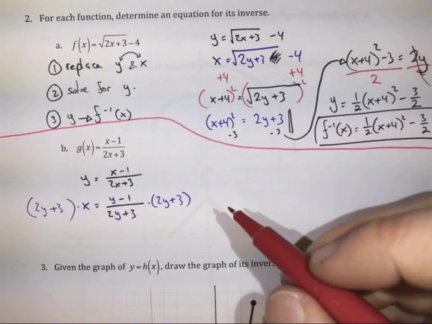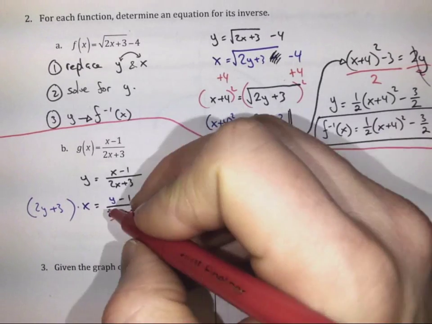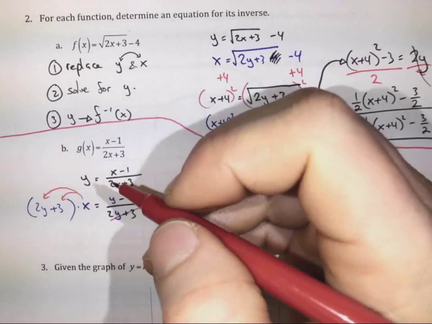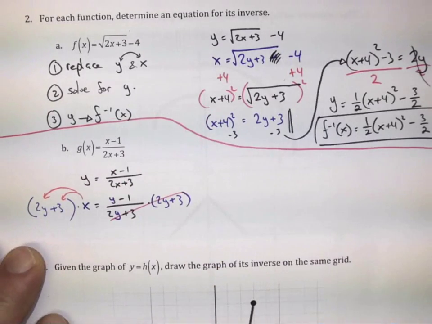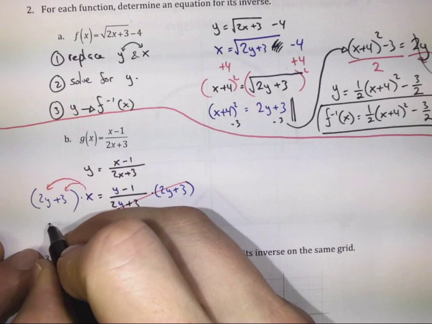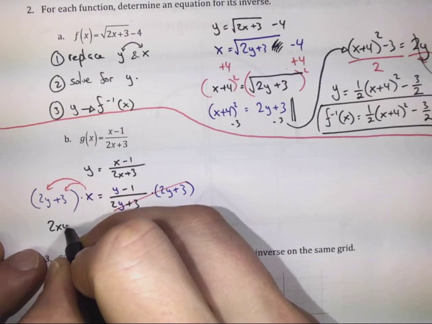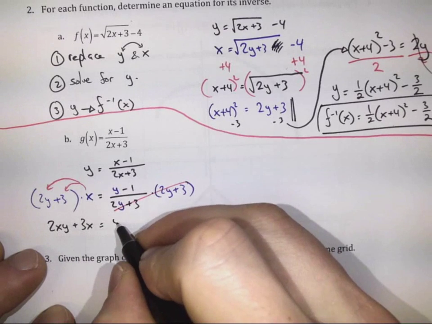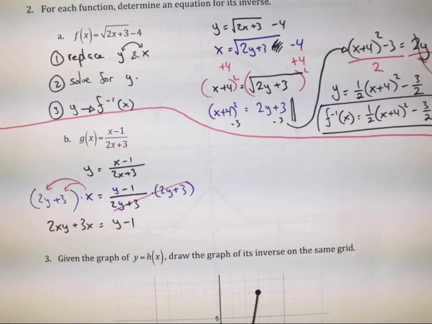Okay. That's going to cancel these guys out. And we'll distribute this x while we're at it. I hope that's not too quick for you guys. And we'll just write here on the left, that's going to give us 2xy plus 3x. That's going to be equal to y minus 1. Okay.